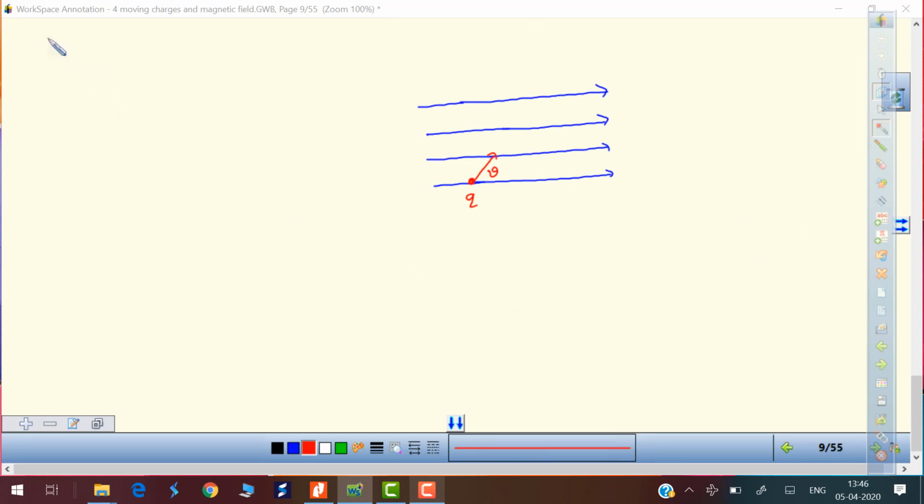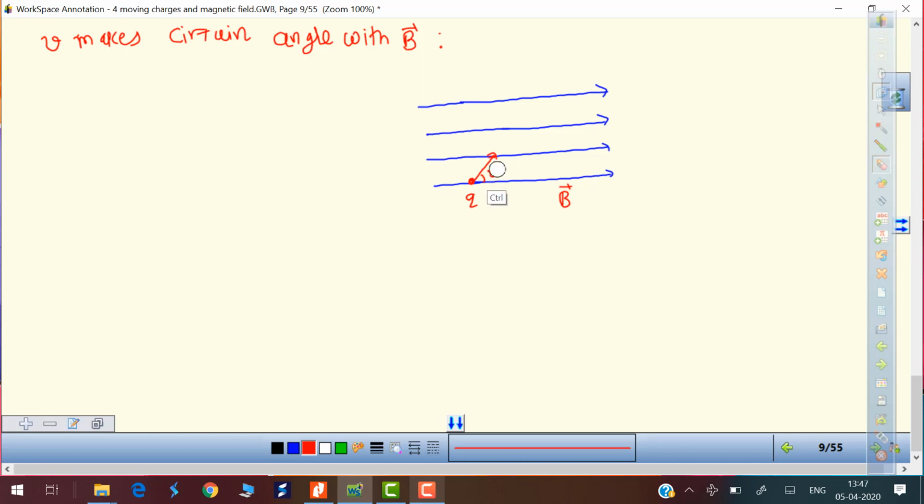Till here we discussed that the velocity was perpendicular to B. Now suppose v is not perpendicular to B, but makes a certain angle with B. Then what is the path? So here V is here, and this is the direction of the magnetic field. This angle is theta.